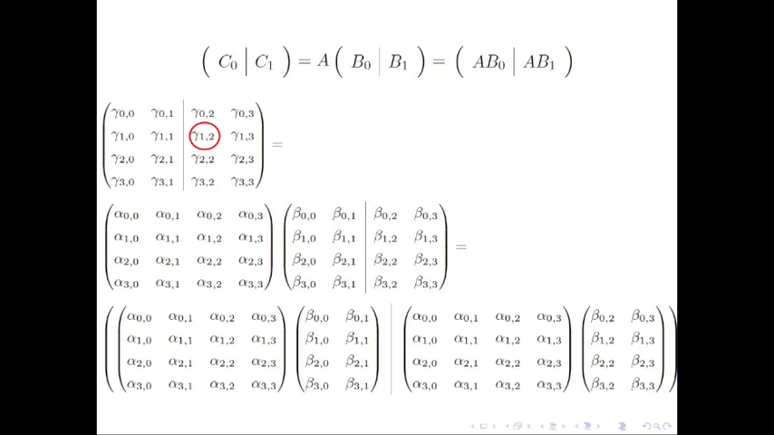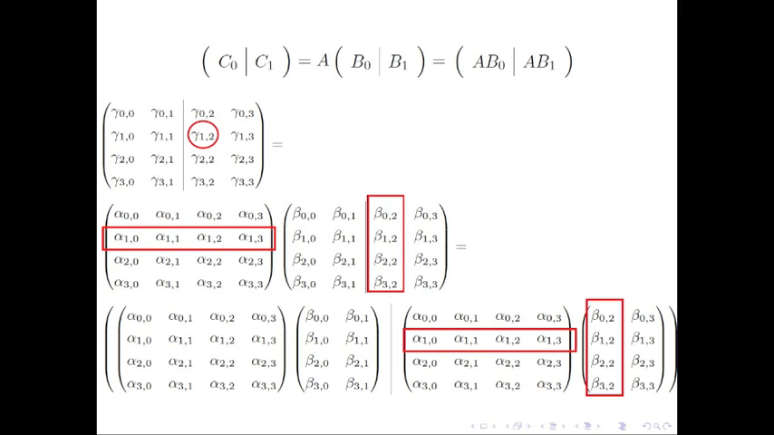Let's start by partitioning C and B vertically into two submatrices. Multiplying A times the partitioned matrix B is the same as multiplying A times each of the submatrices. If we look at how the 1, 2 element is computed by taking dot products of row 1 with column 2, we see how the 1, 0 element of submatrix C1 is computed by taking the dot product of row 1 of A with column 0 of B1.